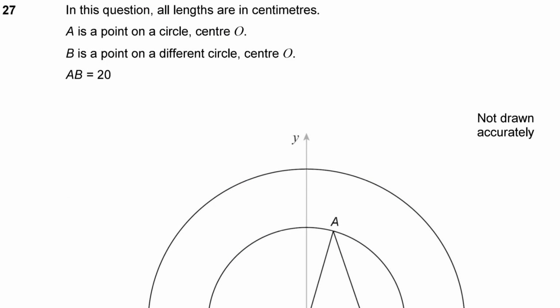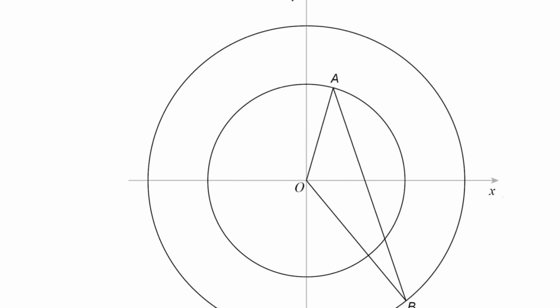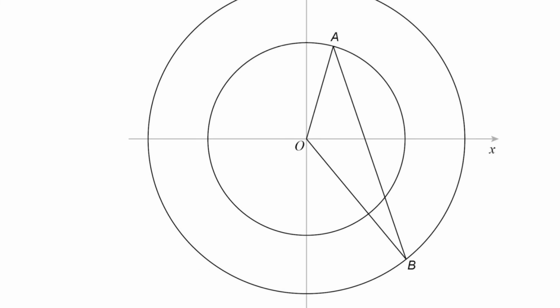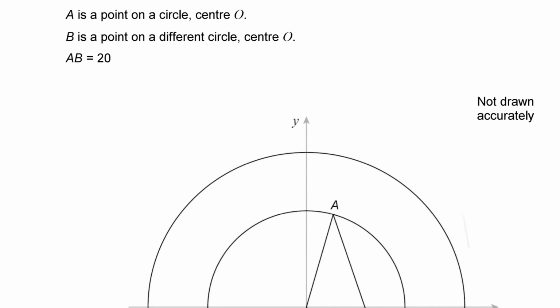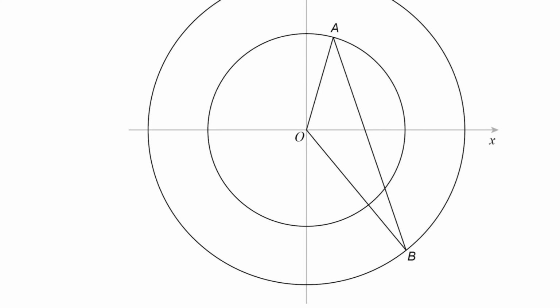Question 27. In this question, all lengths are in centimetres. A is a point on a circle centre O. B is a point on a different circle centre O. And AB, we are told, is 20. Okay, so here's the diagram. So they haven't marked that 20, have they? AB. That's this line here, isn't it? So we're told that that's equal to 20.